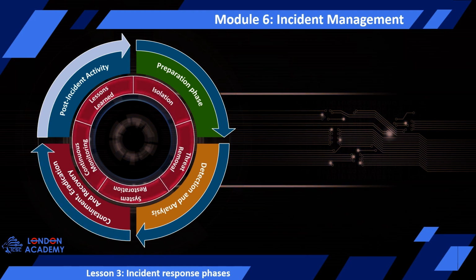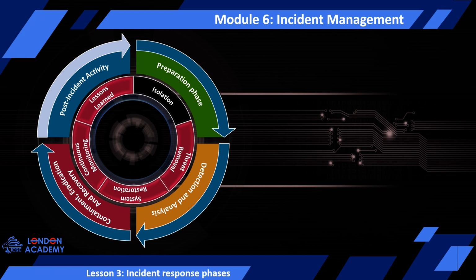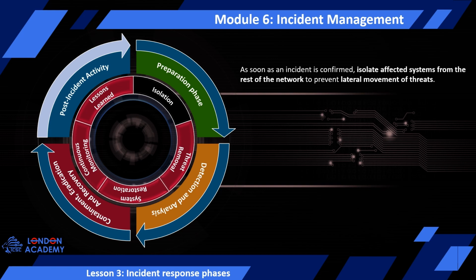Third step is containment and eradication. Containment and eradication are critical steps in minimizing the impact of a cybersecurity incident and preventing further compromise. These phases focus on isolating affected systems, removing threats, and restoring normal operations. Some activities in this phase are: 1. Isolation. As soon as an incident is confirmed, isolate affected systems from the rest of the network to prevent lateral movement of threats. Disconnecting compromised systems helps contain the incident and prevents it from spreading.